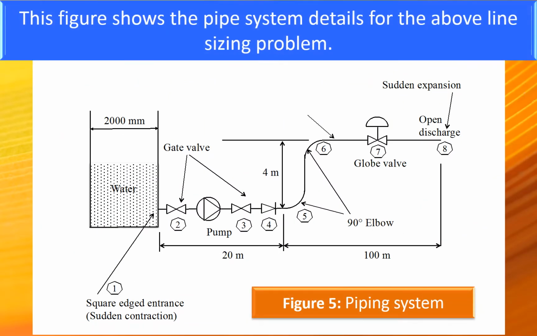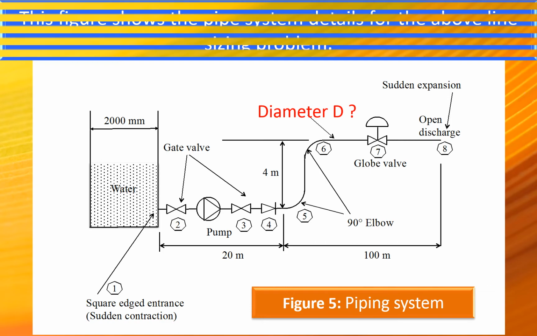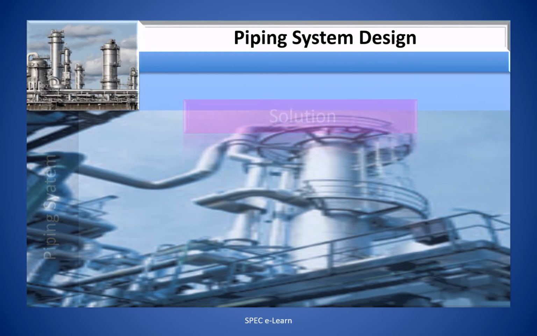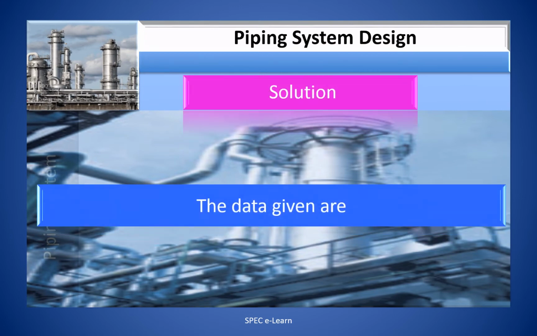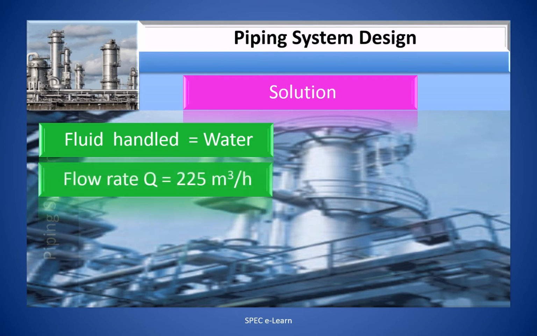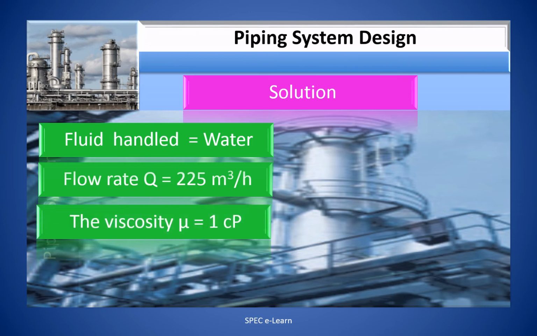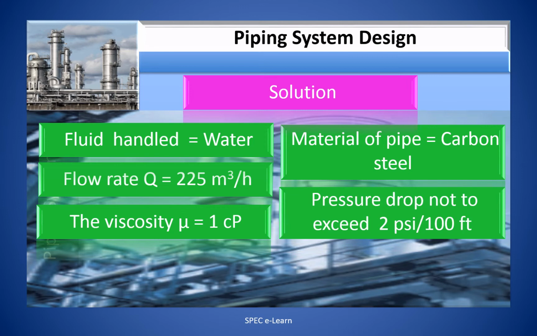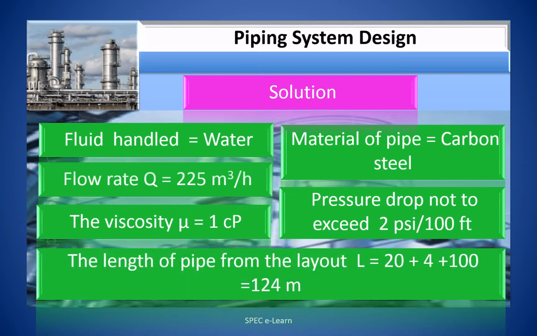This figure shows the piping system details for the line sizing problem. The data given are: fluid pumped water, flow rate 225 cubic meter per hour, the viscosity mu equal to 1 cp, material of pipe carbon steel, pressure drop not to exceed 2 psi per 100 feet of pipe. The length of the pipe from the layout is L equal to 20 plus 4 plus 100 equal to 124 meter.